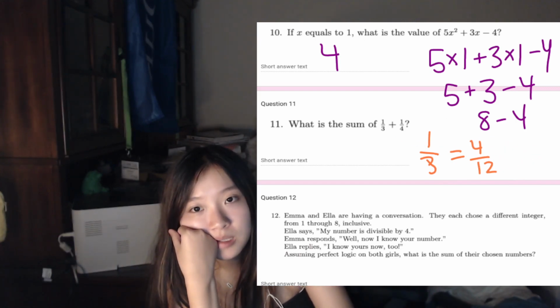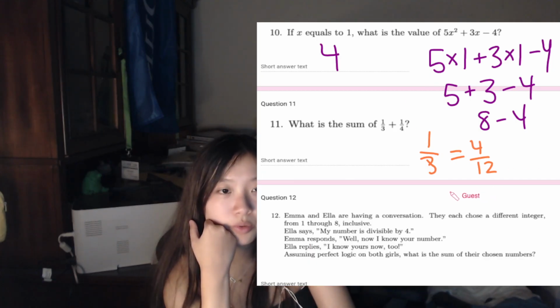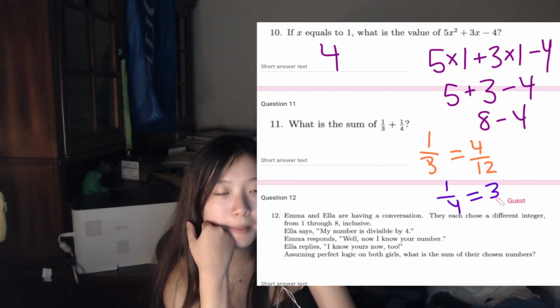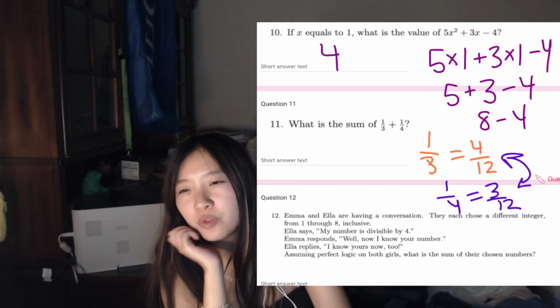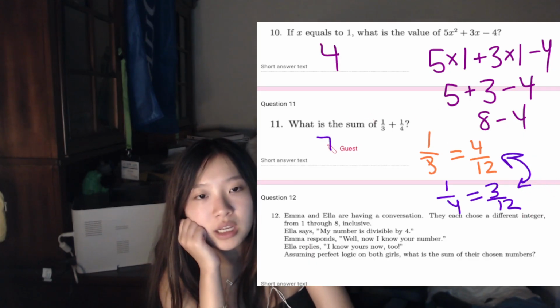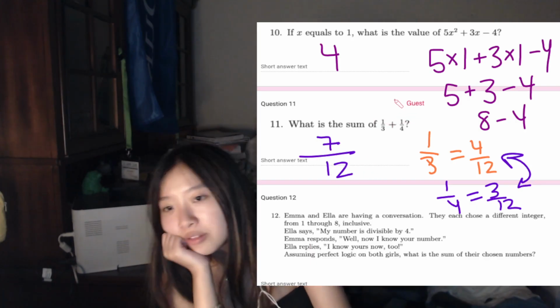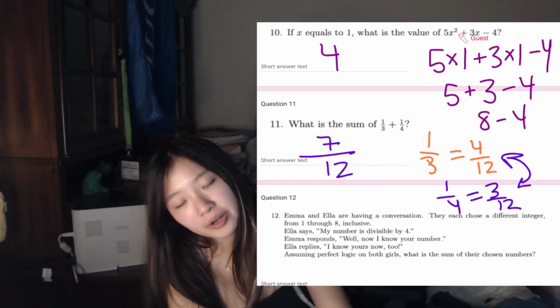And similarly, 1/4 is equal to 3 over 12. Now I can finally add these fractions up because they have the same denominator. And what's 4 plus 3? Well, I think that is 7. So the final answer is 7 over 12, because the common denominator is the same.